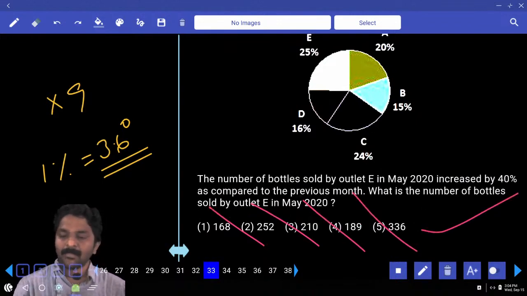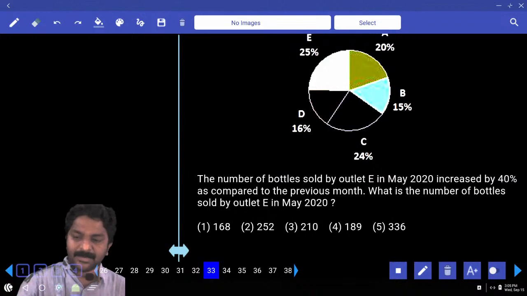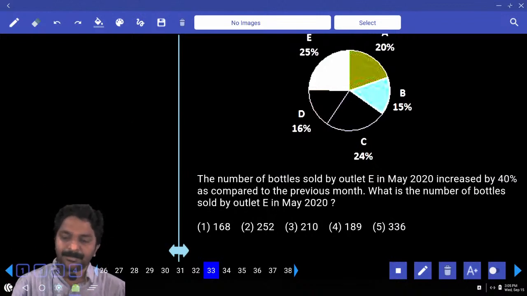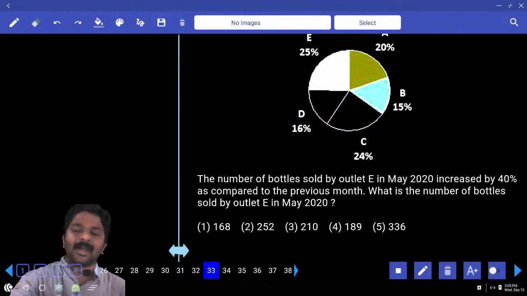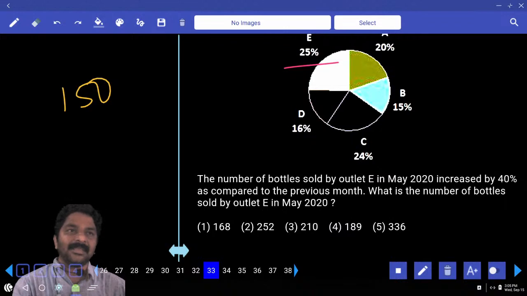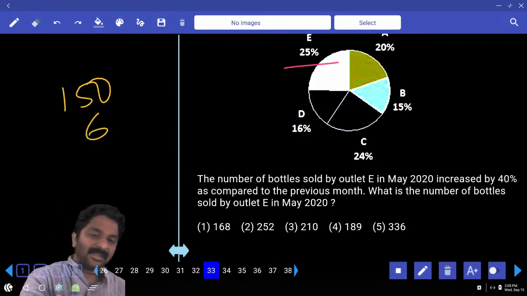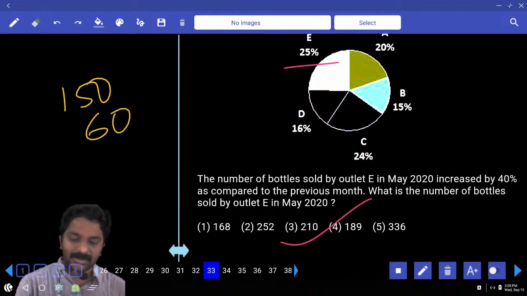Next. The number of bottles sold by outlet E in May 2020 increased by 40% as compared to the previous month. What is the number of bottles sold by outlet E in May 2020? E occupies 25% out of 600, which is 150. And now this value increases by 40%. What is 10% of this number? 15. 40%, double, 60. When you add both, answer 210, third option.